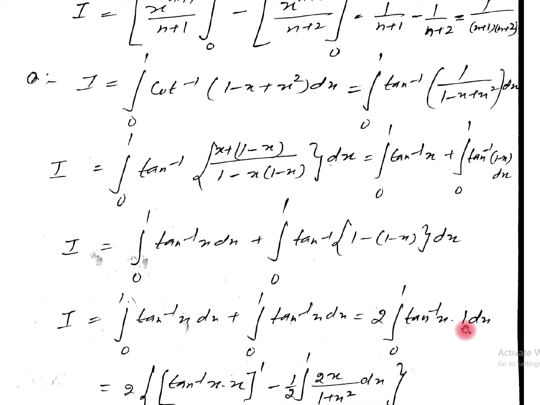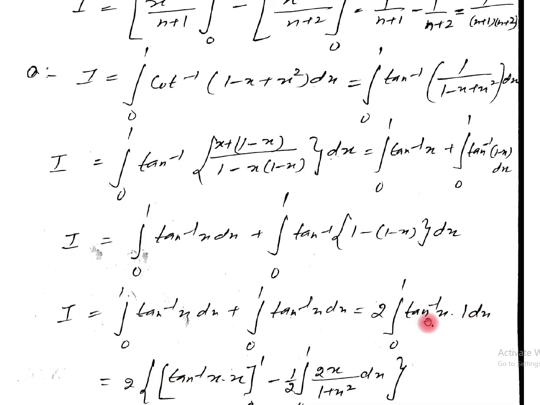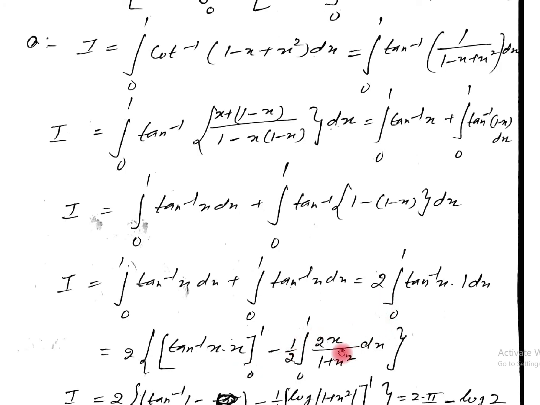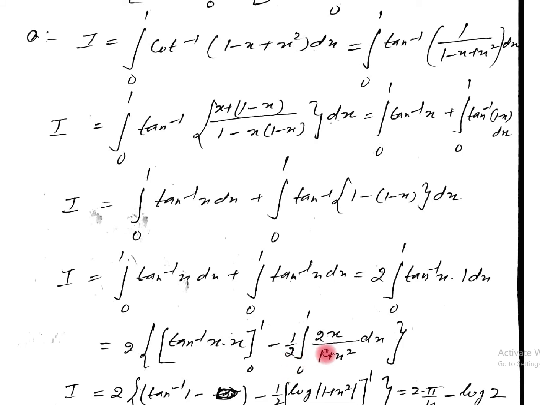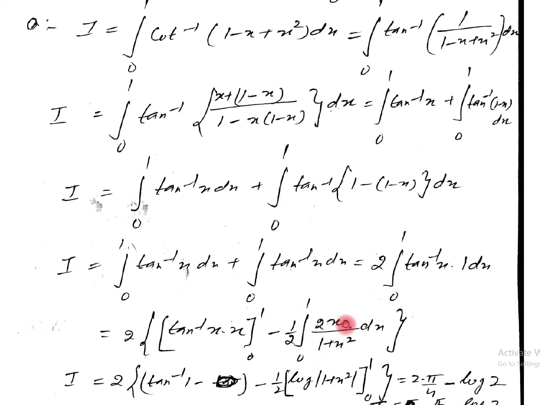So integrating by parts, 2 as it is, tan inverse x as it is, integral of 1 is x, minus the derivative of tan inverse x, which is 1 upon 1 plus x square, this x as it is. See this point here, the derivative of tan inverse x is 1 upon 1 plus x square, this x as it is. Then multiplying and dividing it by 2 for the next step. This you can do in 2 steps also for more clarification. So what I have done is multiplying and dividing it by 2.